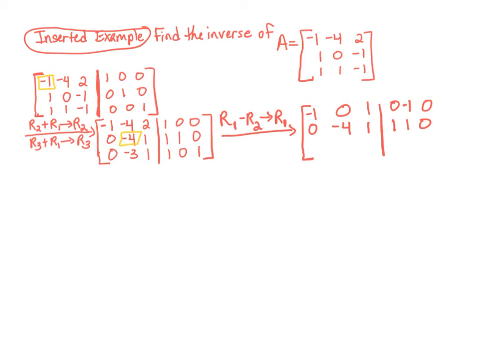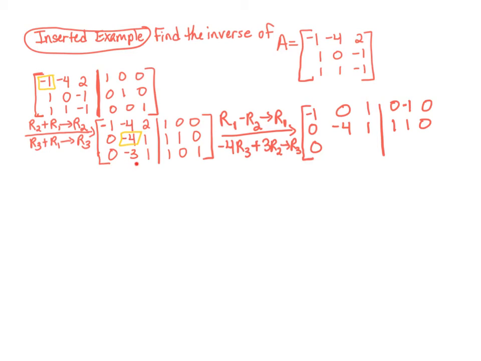Okay, so here we'll have negative 4 times row 3, are we subtracting or adding? Plus, right? Plus 3 times row 2 to get a new row 3. So we have negative 4 times 0 plus 3 times 0 gives us what? What do we get? 0.